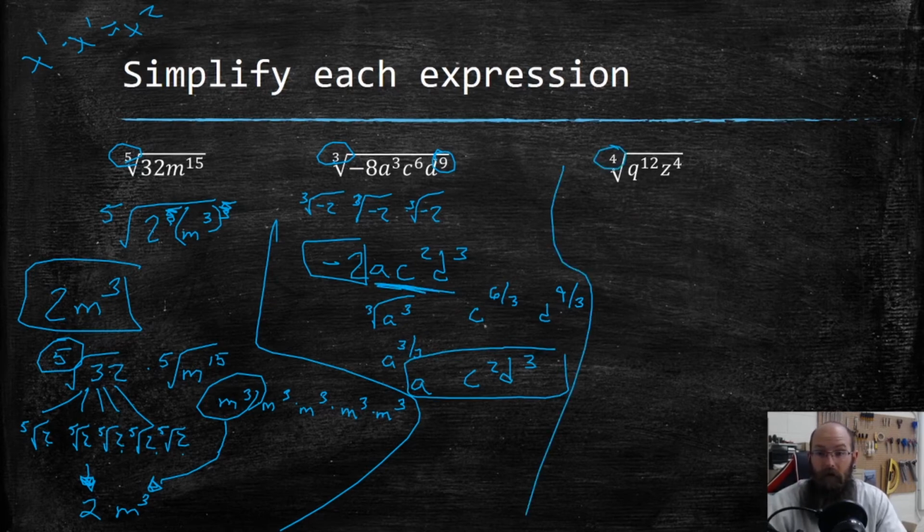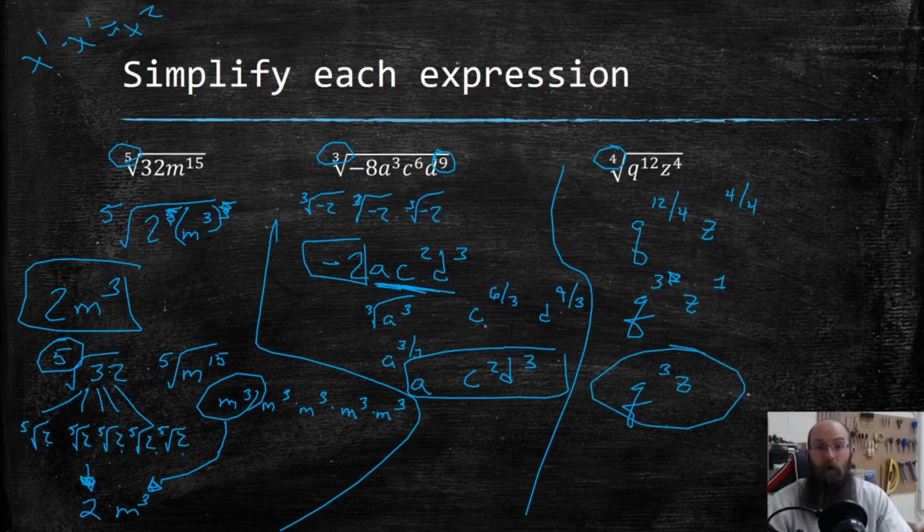So I now have an index of 4. I'm going to take all of these and take them to that 1/4 power, right? Or the 4 as my denominator power. So q to the power 12 over the root of 4, and then z to the power of 4 over the root of 4. And now I need to simplify those fractions. 12/4 gets me 3. And for z, 4 over 4 gets me a 1. I don't need to write that one either. That's kind of nice. So q to the 3rd z. Cool. Let's go on and look at our next example.